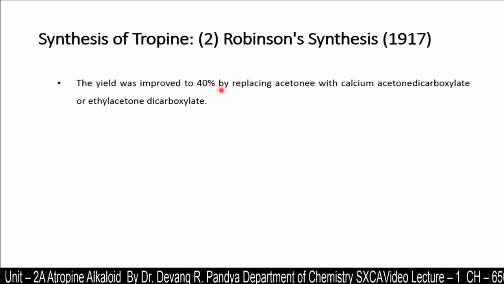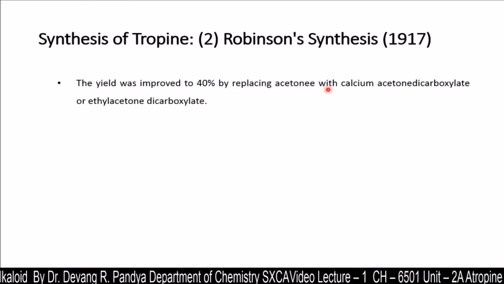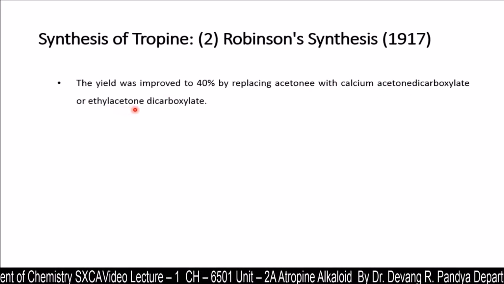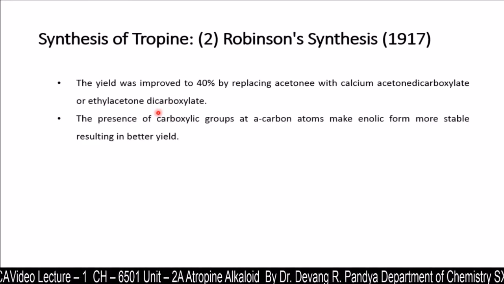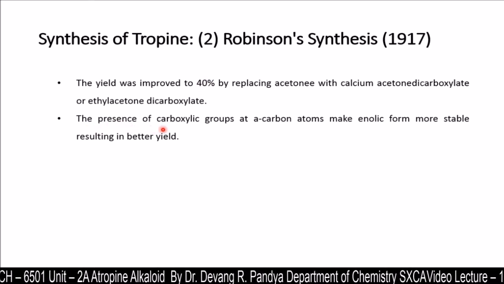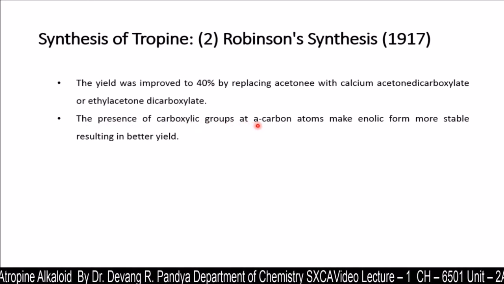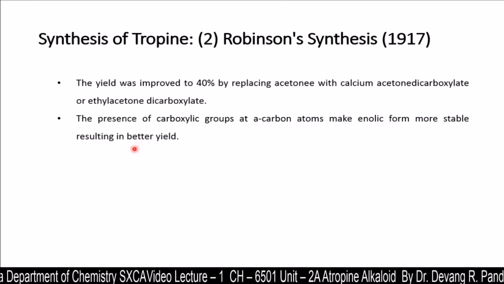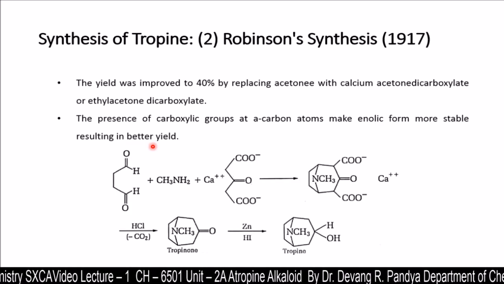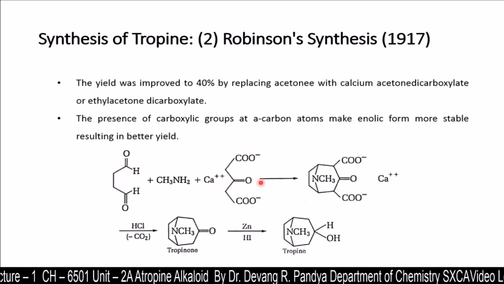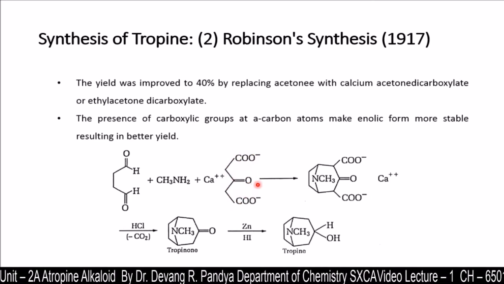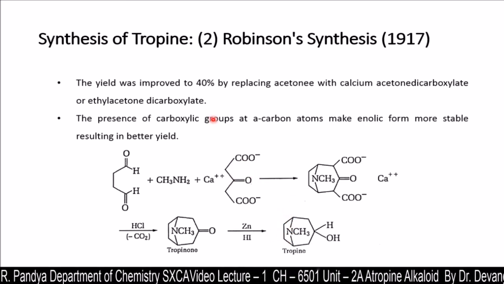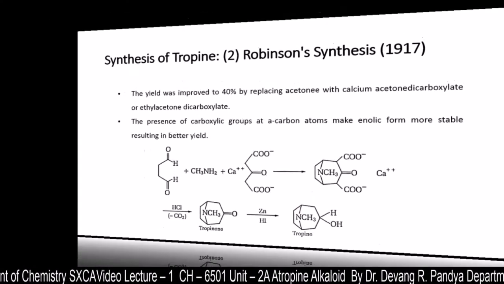The yield was improved to 40% by replacing acetone with calcium acetone dicarboxylate or ethyl acetone dicarboxylate, and then it reached 85%. The presence of the dicarboxylate group at the alpha carbon atom makes the enolic form more stable, resulting in a better yield, that is 85%. So we take this instead of the ketone acetone, and we will get this derivative. The product yield is increased from 40% to 85%.